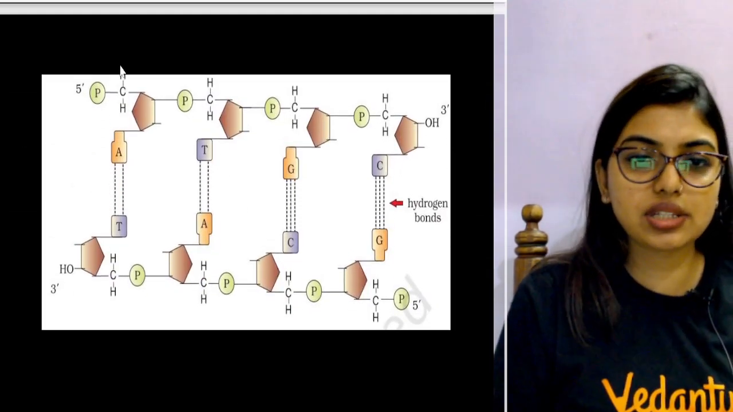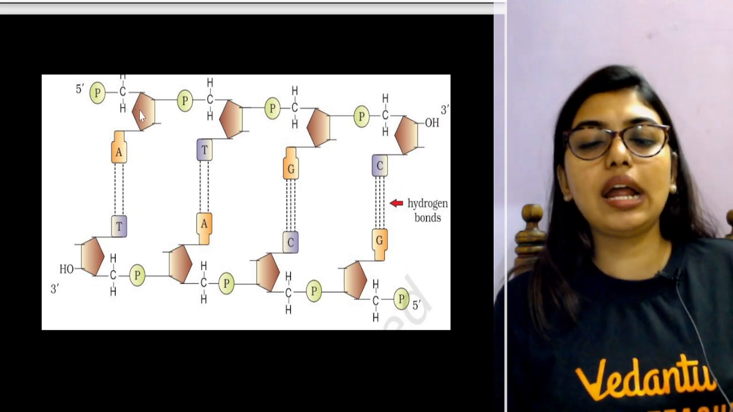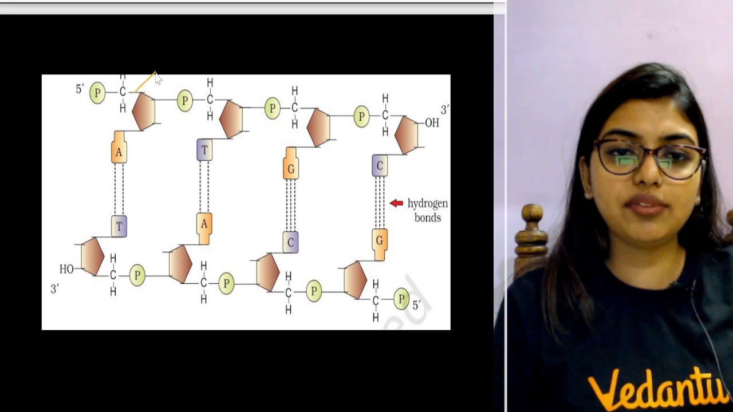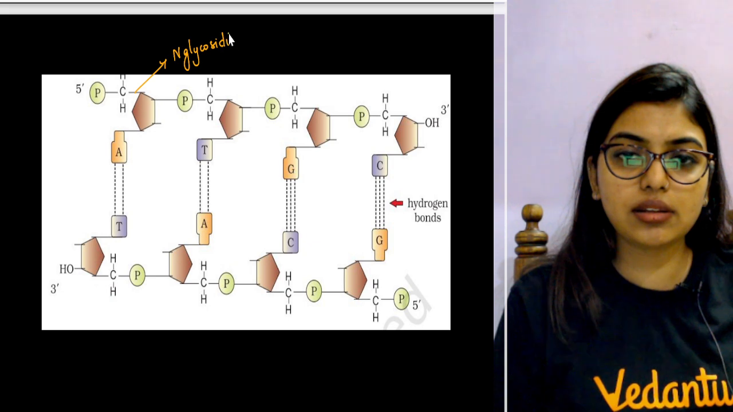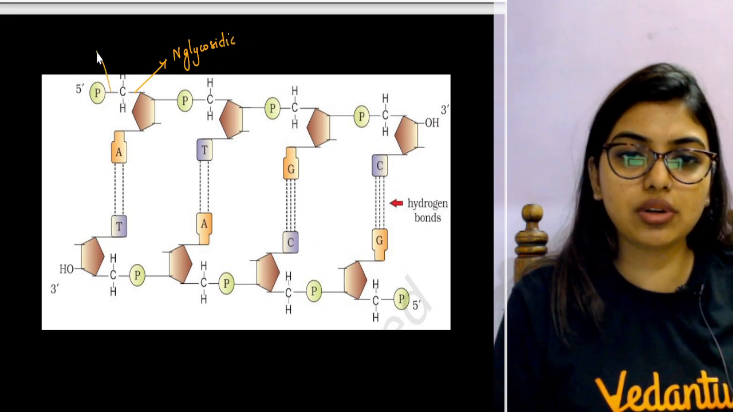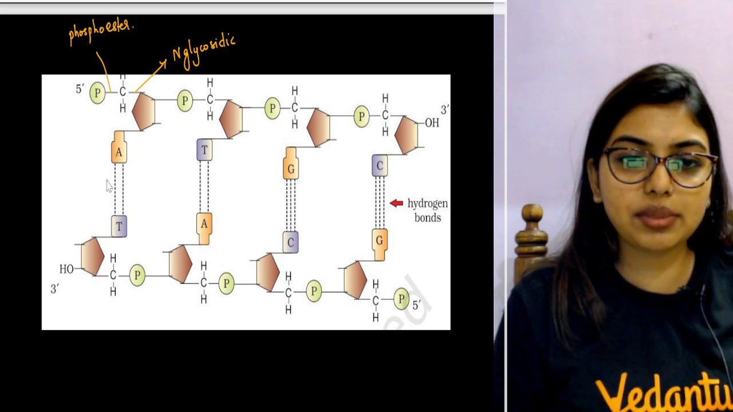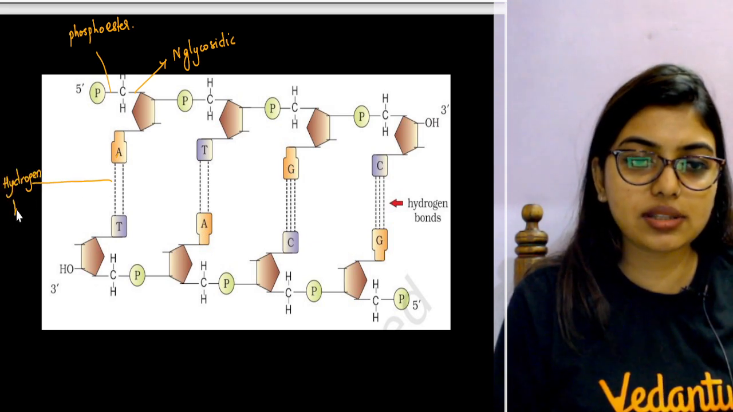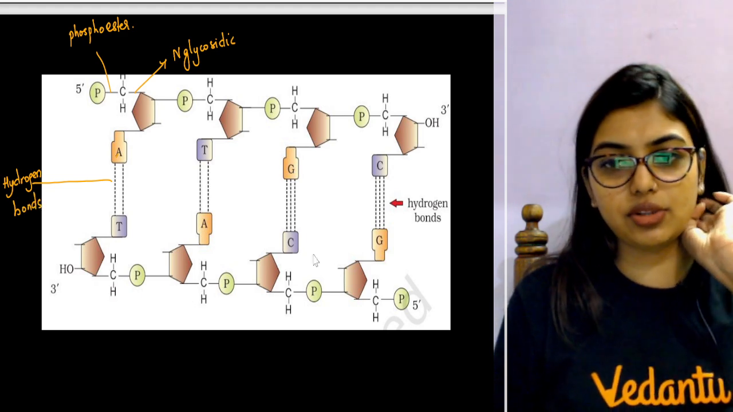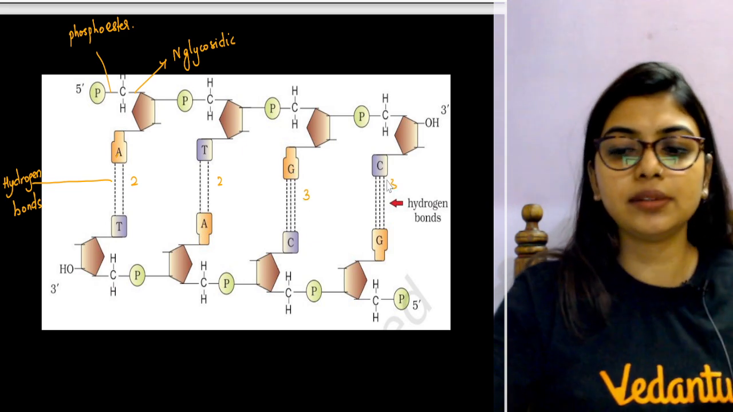Here you can see the bonding that we spoke about. Between sugar and nitrogenous base, you can remember the N-glycosidic linkage. Between the sugar and phosphate, it is the phosphoester bond. And these are the hydrogen bonds: here 2, here 2, here 3, here 3.